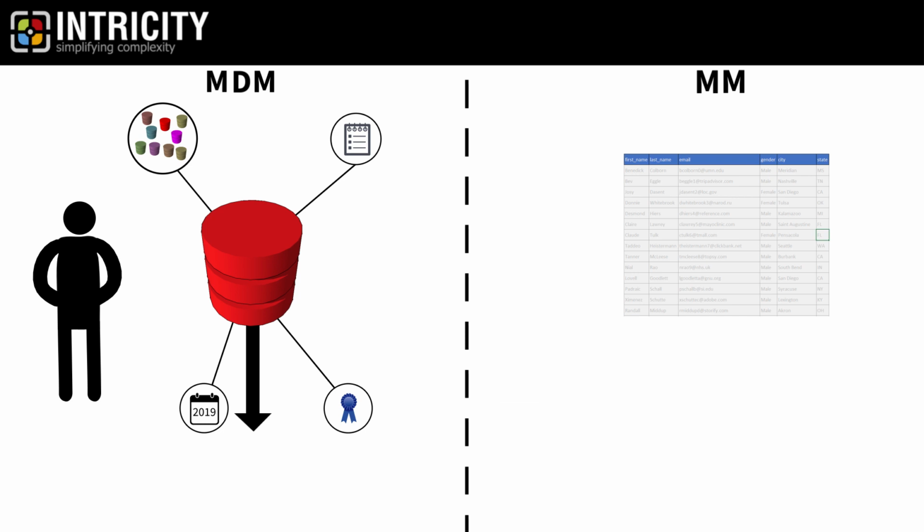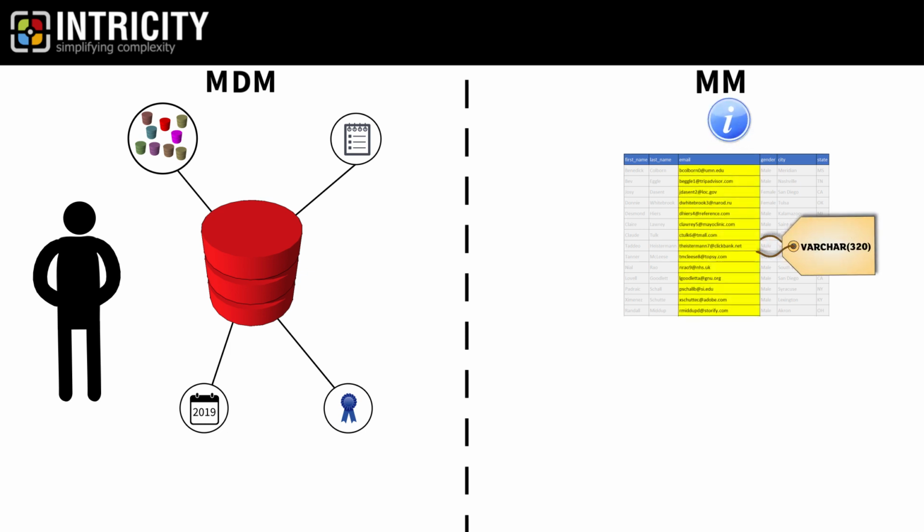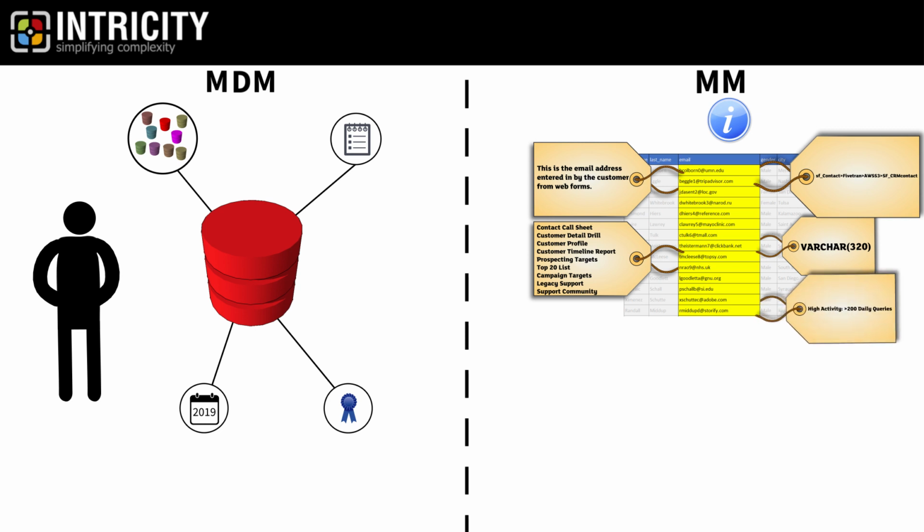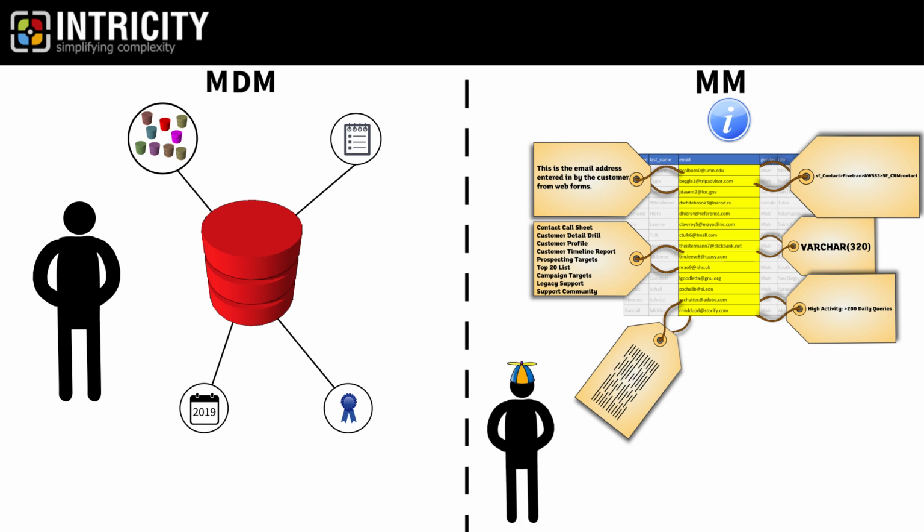Now, if we move our CRM record over to metadata management, the focus turns to creating information about the data. For example, what the data type is, where the data was sourced from, how that data is interpreted by business users, what reports use that data, how often that data is queried, etc. So metadata management is all about developing both technical and business descriptors for the data.